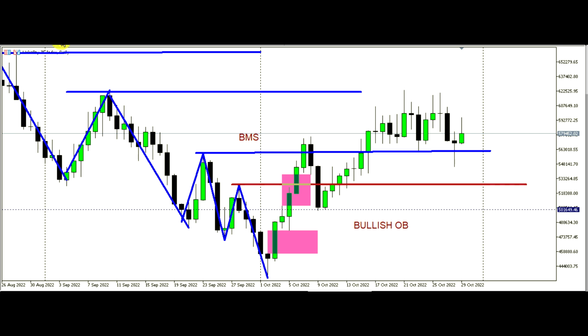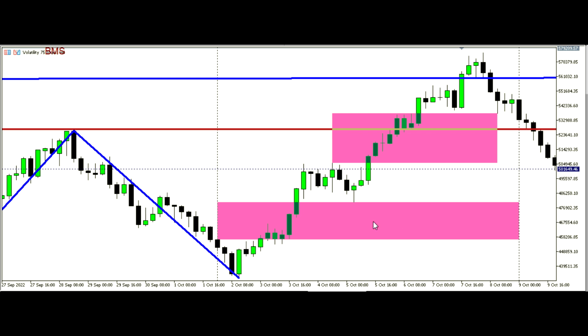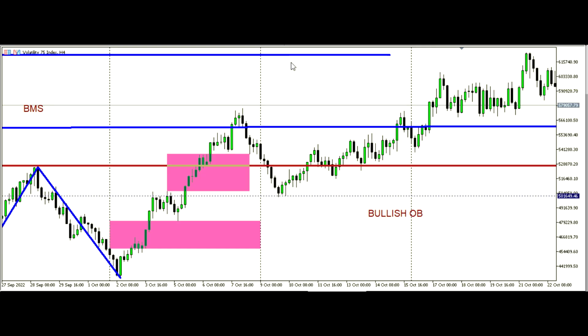Now let's go down to our 4-hour time frame, as I said earlier. So we're looking for the imbalanced areas to be filled in. Now here is the key, guys. I'm giving you all this for free, okay?